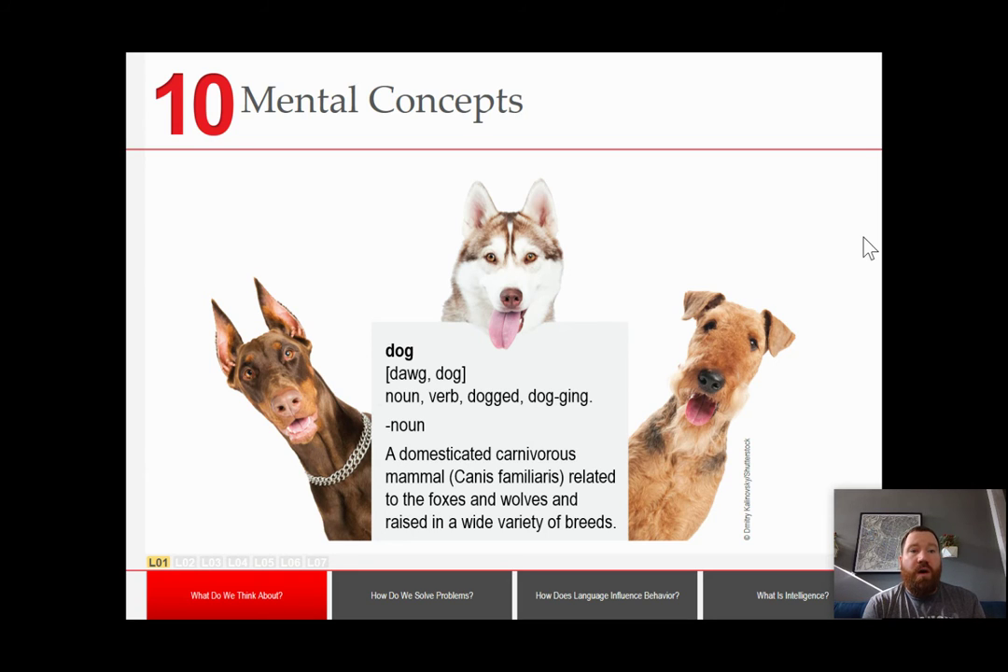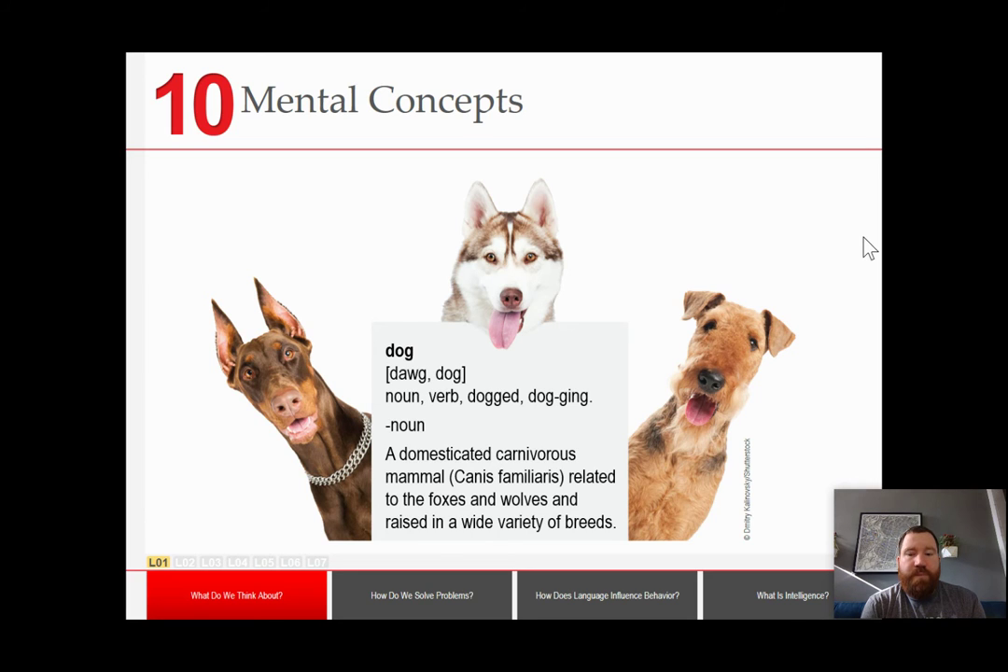But mental concepts, right? It's a more efficient way for us to organize our mental world, right? That we see things as dogs, as concepts, rather than individuals within a larger group. Hopefully, that made some sense.